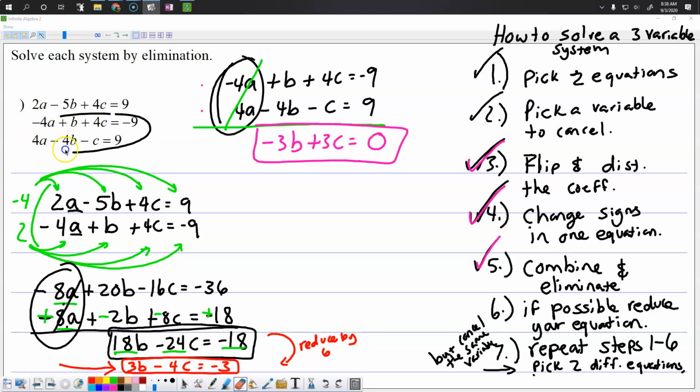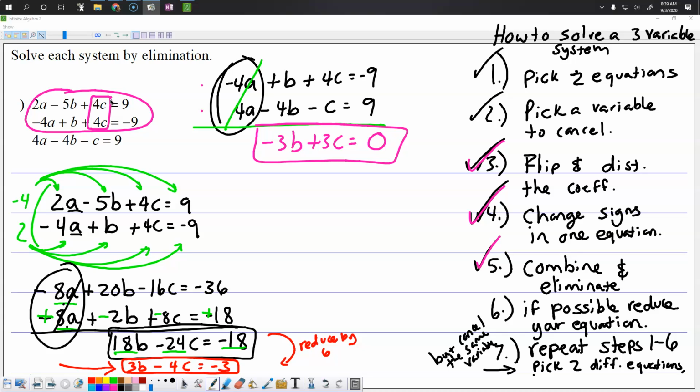Here's another example. Remember last time how I picked the top two equations, right? And I wanted to cancel out the a's. Well, actually, it might have been a better idea to try to cancel the c's, because they're already the same number. So all you would have to do is change the signs in one of the equations and then combine them together.